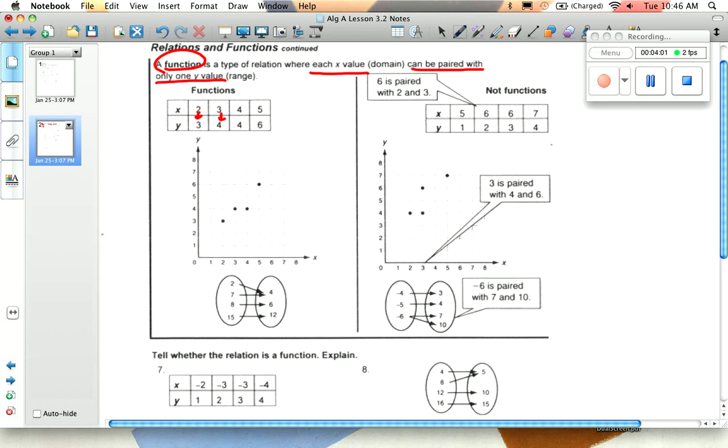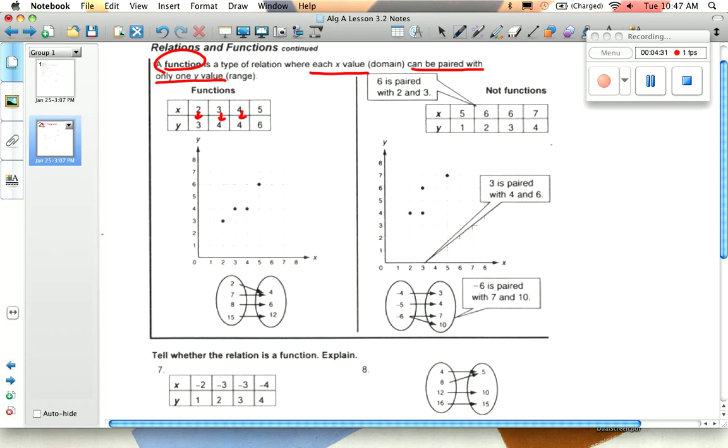And then we move over and we say, okay, when x is equal to 4, it's paired up with 4. Are there any other x's in that table that are 4? No. So when x is 4, it only is paired up with the y value 4. See what our definition says. Each x value can be paired with only one y value. Does it matter what that y value is? Does it matter that it's a y value that another x had?